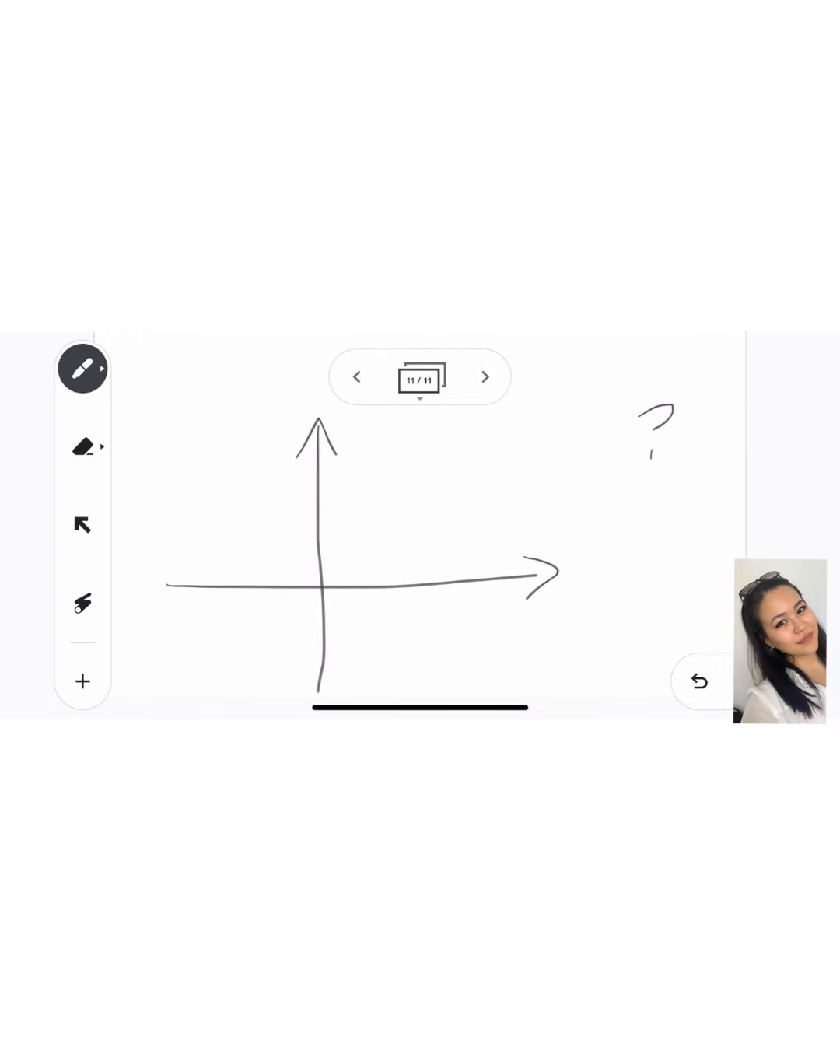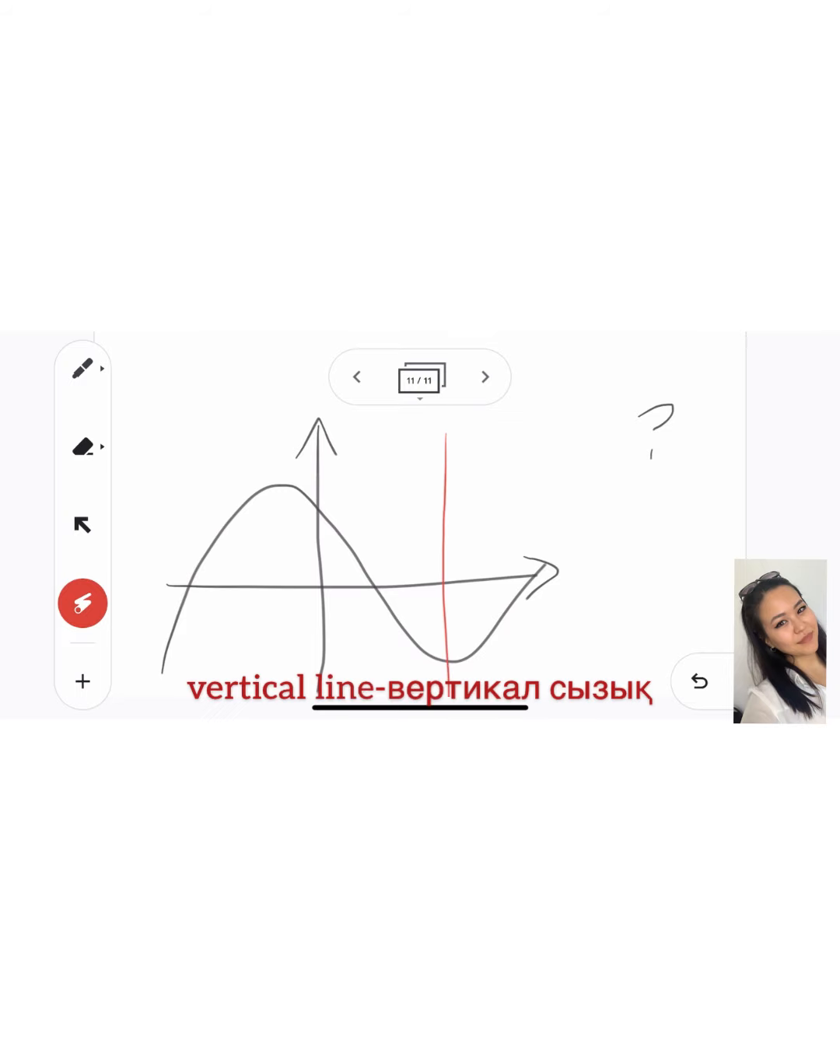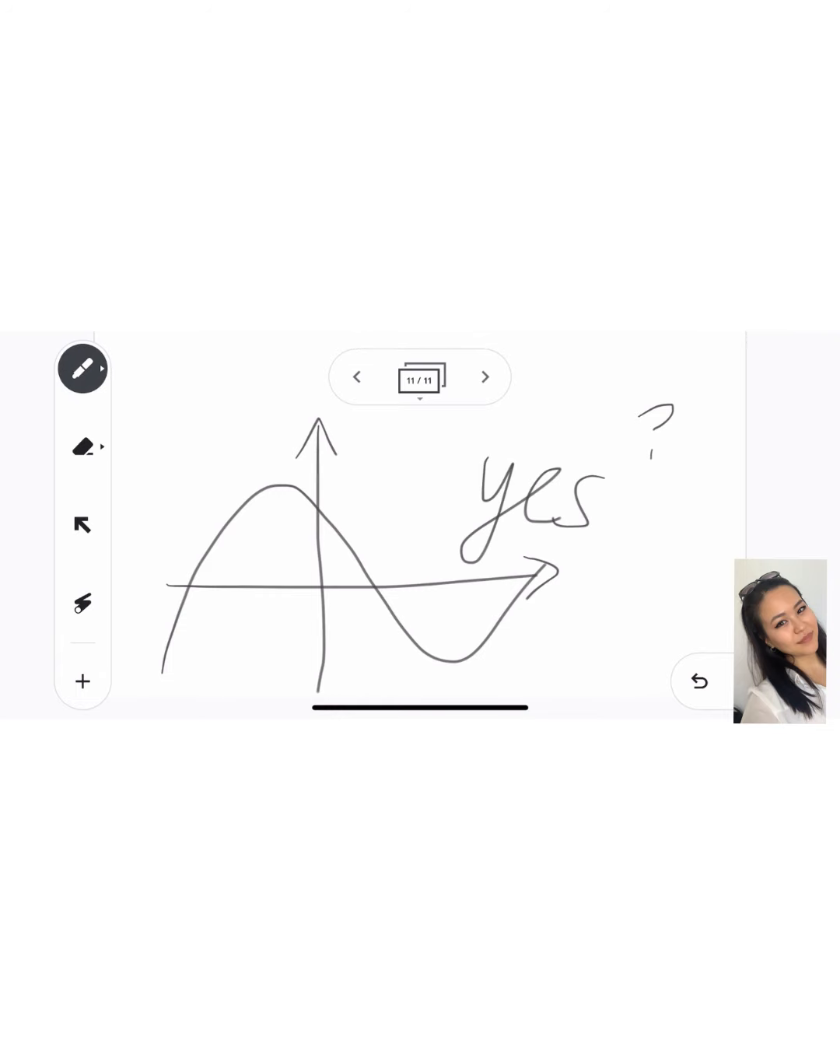The next question is, they are asking us whether this is a function or not. Just look at the graph and tell me if it's a function or not. To know it, we will be using vertical lines. We will just imagine vertical lines from the left side and from the right side. If it intersects at just one point, you see here, just intersecting in one point, then it's a function.